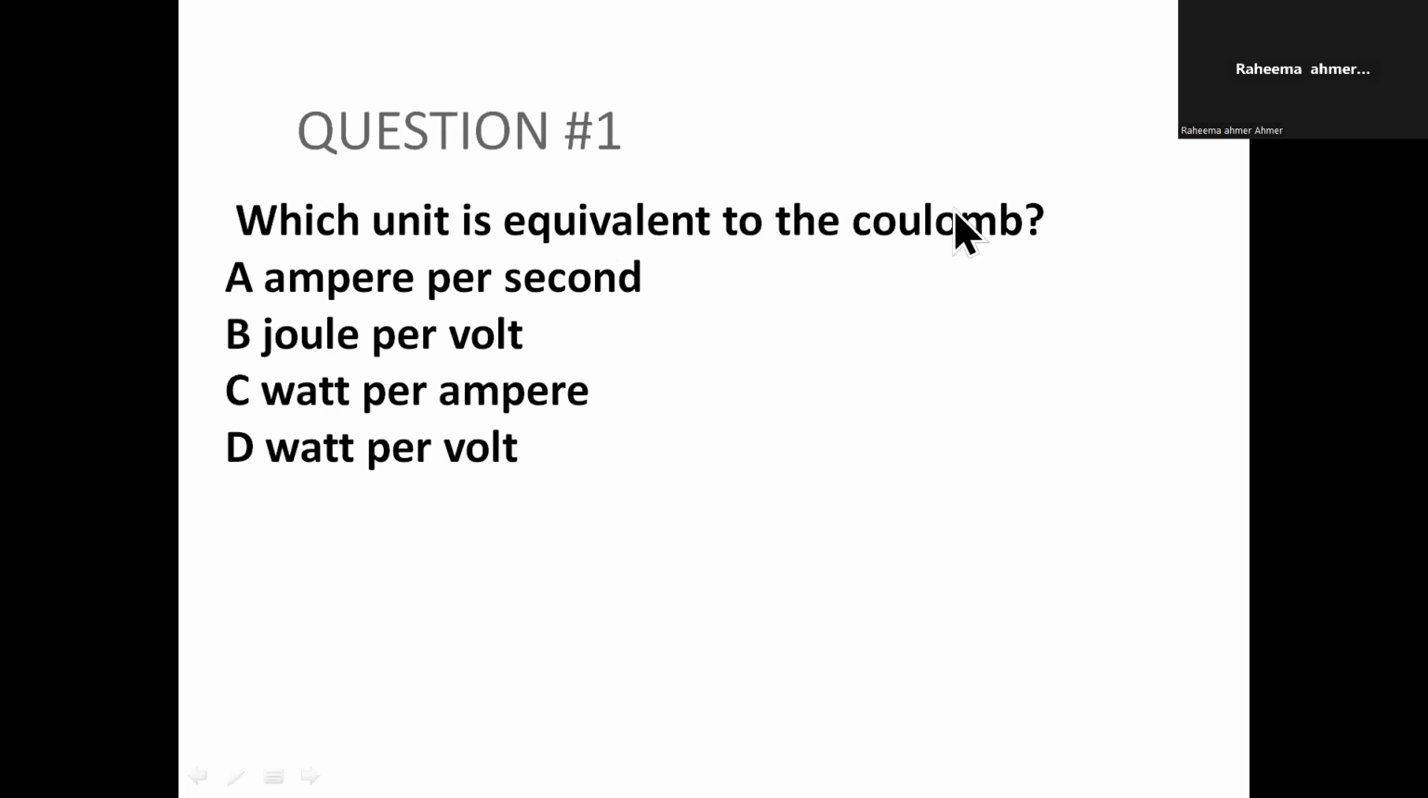First you have to think about which quantity has the unit coulomb. Charge is the quantity to which the coulomb unit belongs, right? So now you have to quickly think of the equations that relate charge to other quantities. Before reading the options, just check the units which are given to you. Ampere per second: ampere is the unit of current, and second is the unit of time. So I can think of an equation which relates charge, current, and time.